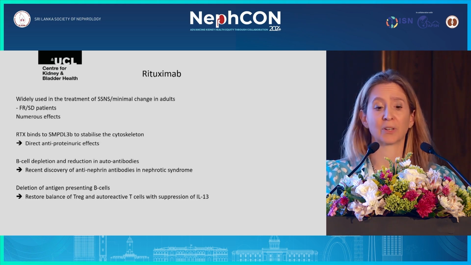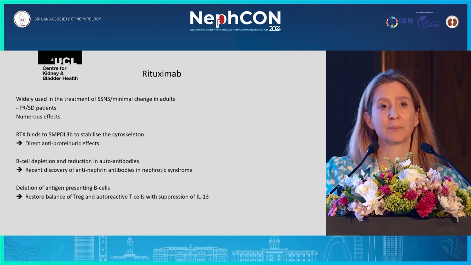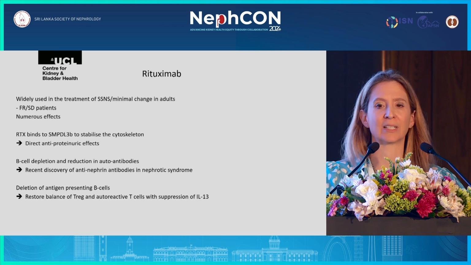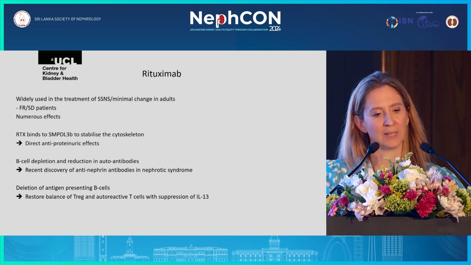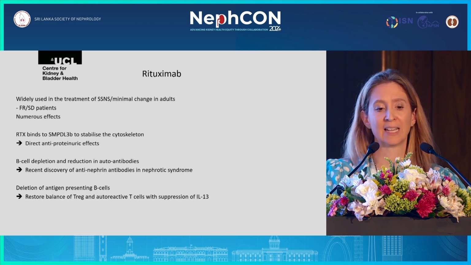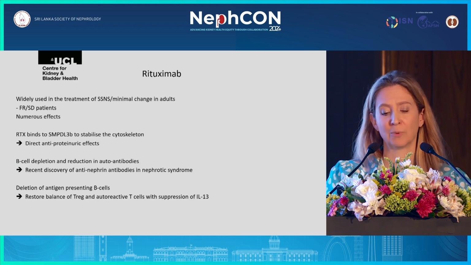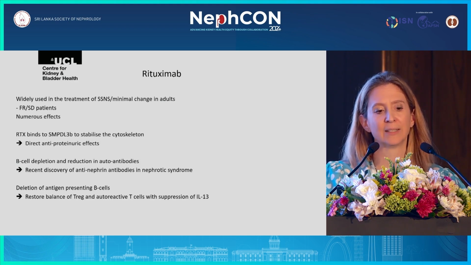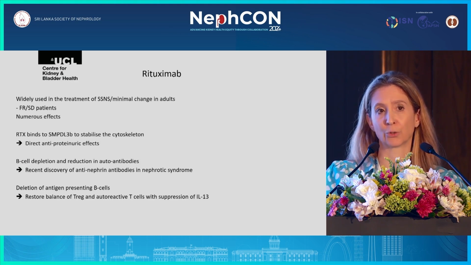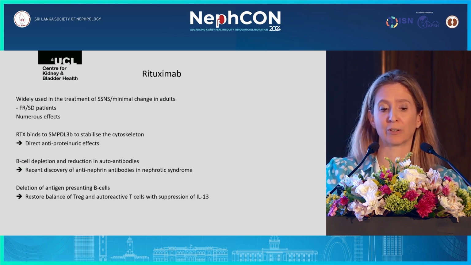It has numerous effects. So rituximab is able to bind to this protein I've mentioned to stabilize the cytoskeleton, therefore it has direct antiproteinuric effects. Rituximab obviously is B-cell depletion and a reduction in autoantibodies, and that's a highly desirable effect in patients with nephrotic syndrome, especially with the discovery of anti-nephrin antibodies. And rituximab will also result in the depletion of antigen-presenting B cells, restoring the balance between Tregs and autoreactive T cells.